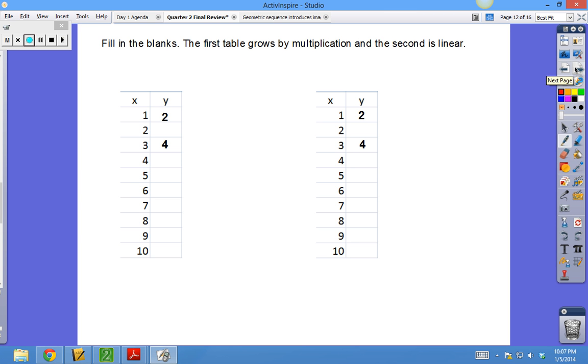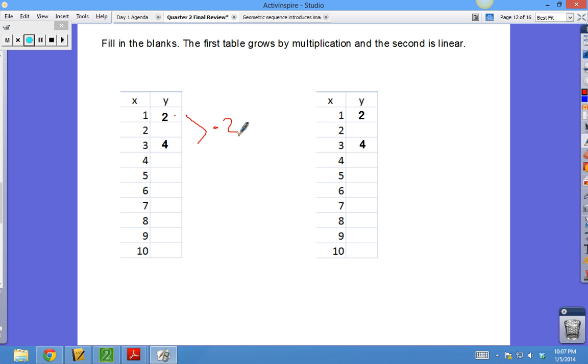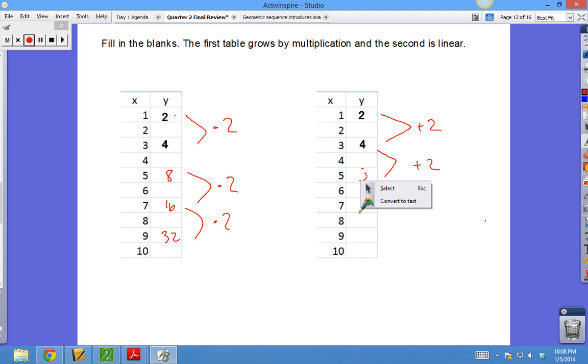Alright, fill in the blanks. This one grows by multiplication. 2 times 2 gave me 4, so that's going to be 8, 16, 32. Times 2, times 2. Let me skip to this next one. This one is linear, so it grows by addition. 2 plus 2 plus 2, so it's going to be 6, 8, 10.